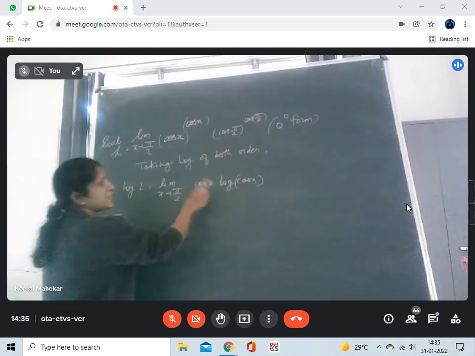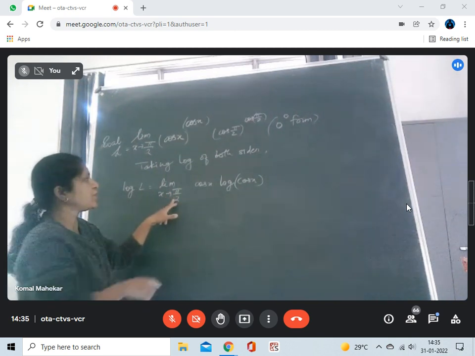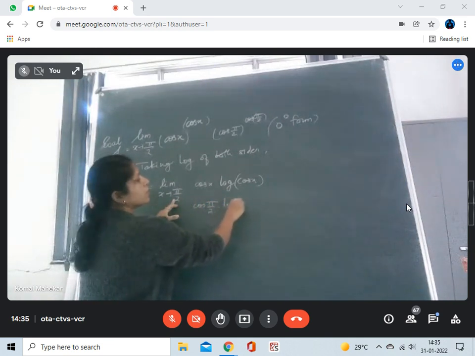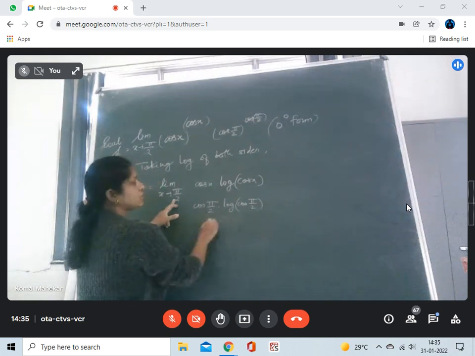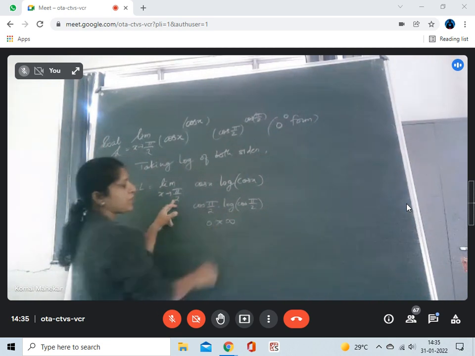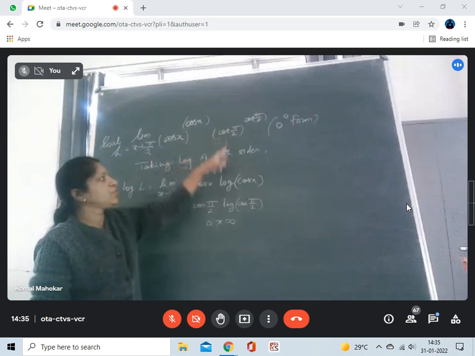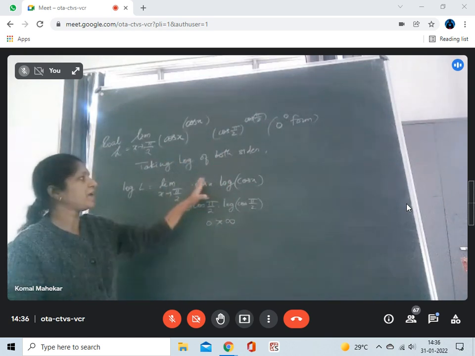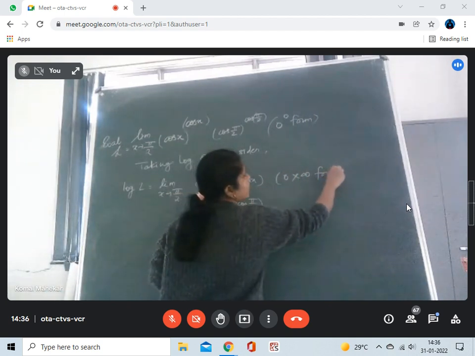Now, this is in which form? 0 into infinity form. See here, if you put x is equal to pi by 2, this becomes cos pi by 2 into log of cos pi by 2. Now cos pi by 2 is 0, and log of 0 is infinity. So this is 0 into infinity form. This 0 raised to 0, we convert into 0 into infinity form by taking logarithm of both sides.